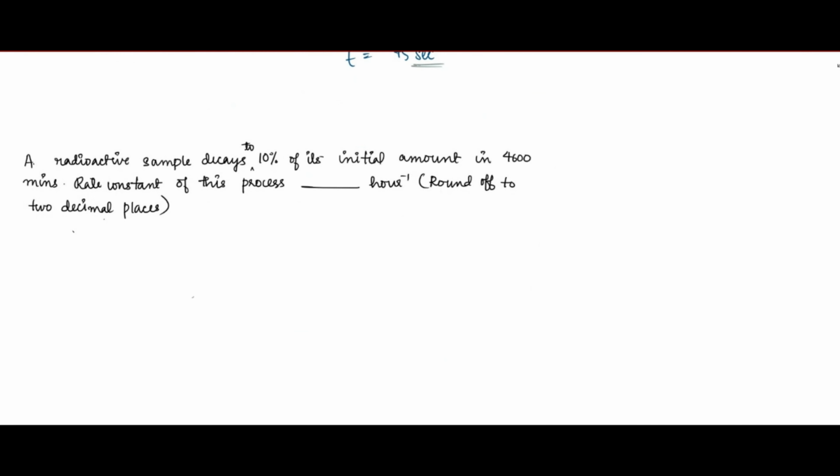A radioactive sample decays to 10% of its initial amount in 4,600 minutes. Okay, so the rate constant is. Just one takeaway from this question: all radioactive decays are first order reactions. Every radioactive decay is a first order reaction. So for radioactive decay you will put n equal to 1. For n equal to 1, the equation is Kt equals 2.303 log of A0 by At. This is the integrated rate equation, right?